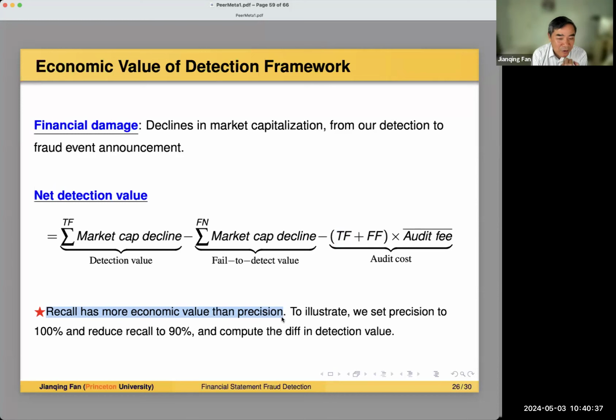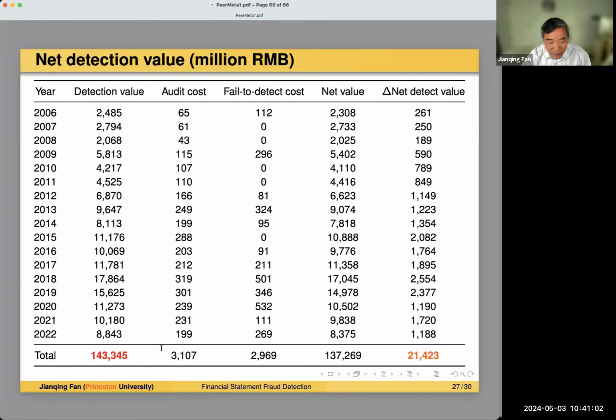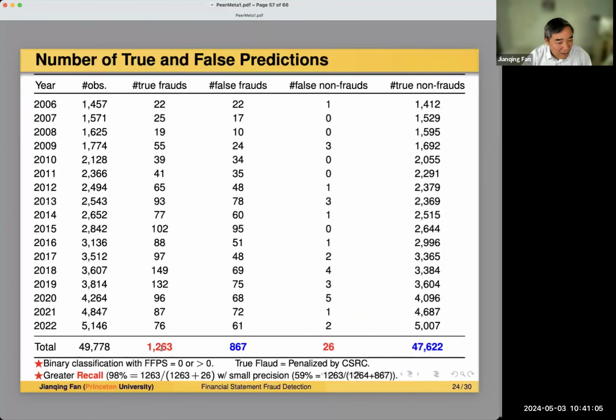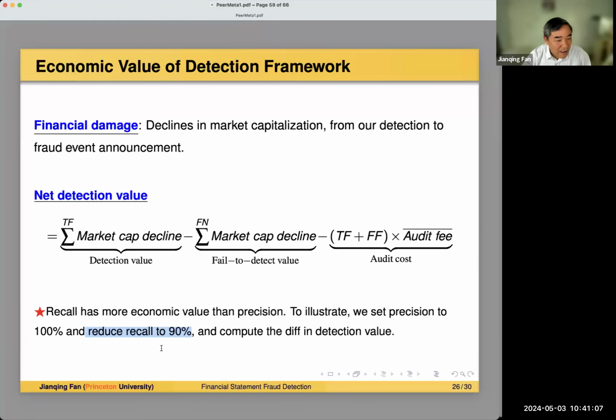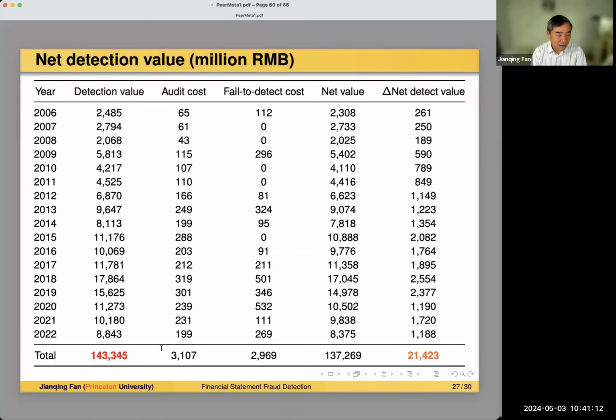To illustrate this, we set up a scenario where you have 100% precision. In other words, when you say a firm is fraud, it's really fraud. When a firm is not fraud, it's not fraud. But because of your conservative decision, you also miss a few discoveries. So we reduce recall to 90%. Currently we have 98% recall; if I reduce it to 90% and increase precision to 100%, you'll see the economic value difference.